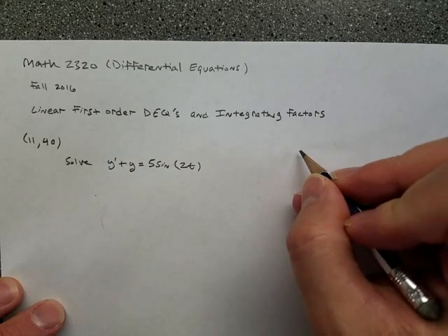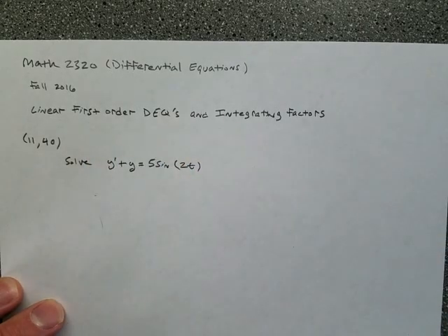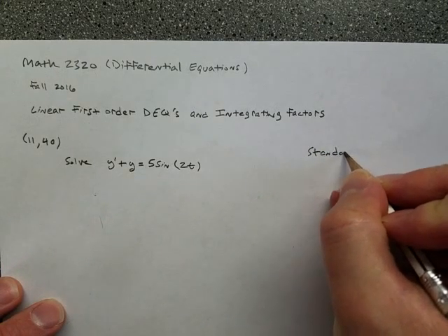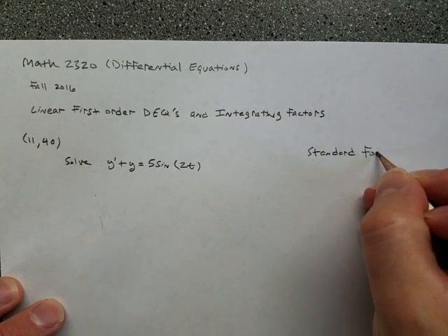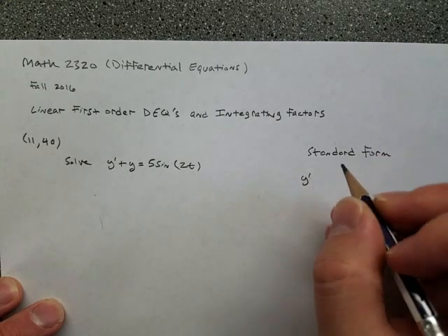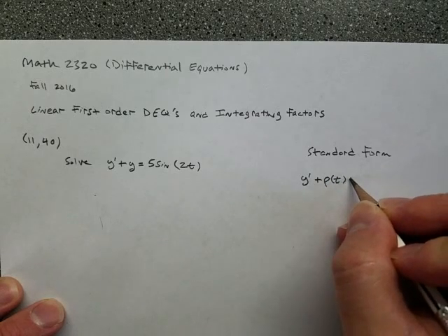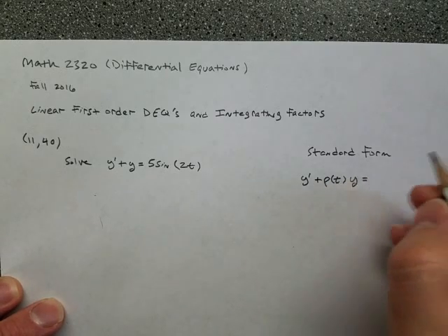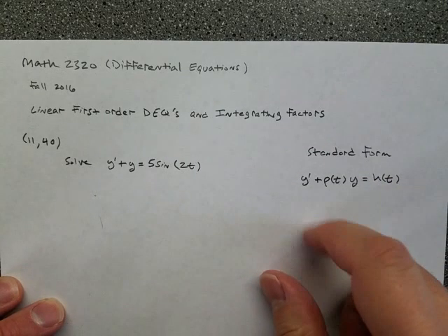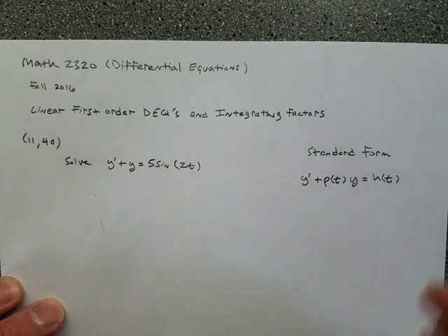So let's talk about whether this is the right form to be solved with the integrating factor. The standard form is going to look like this: y prime plus some function of t times y equals some other function of t. So that's what you expect to see if you're going to use an integrating factor to solve it.